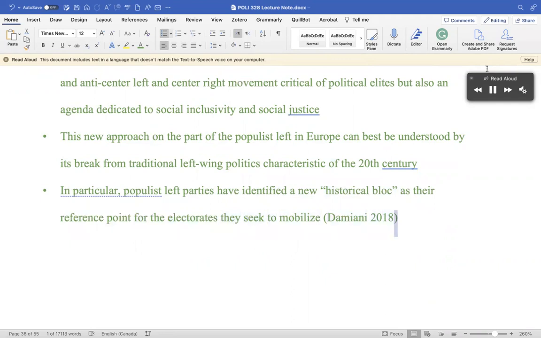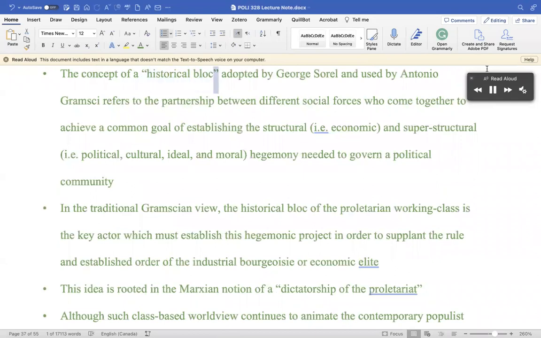Damiani 2018. The concept of a historical bloc, adopted by Georges Sorel and used by Antonio Gramsci, refers to the partnership between different social forces who come together to achieve a common goal of establishing the structural, i.e. economic, and superstructural, i.e. political, cultural, ideal, and moral hegemony needed to govern a political community. In the traditional Gramscian view, the historical bloc of the proletarian working class is the key actor which must establish this hegemonic project in order to supplant the rule and established order of the industrial bourgeoisie or economic elite.